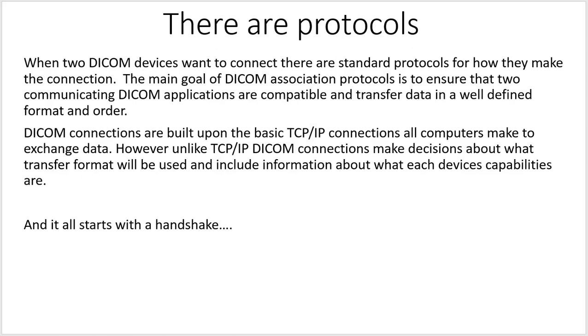There are protocols. When two DICOM devices want to connect, there are standard protocols for how they make the connection. The main goal of DICOM association protocols is to ensure that two communicating DICOM applications are compatible and transfer data in a well-defined format and order. DICOM connections are built upon the basic TCP/IP connections all computers make to exchange data. However, unlike TCP/IP, DICOM connections make decisions about what transfer format will be used and include information about what each device's capabilities are. And it all starts with a handshake.